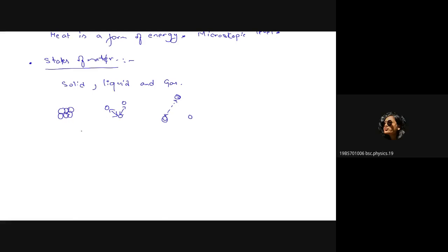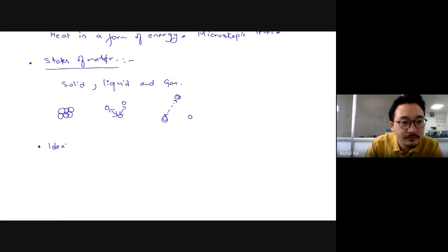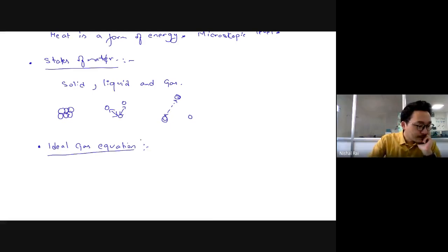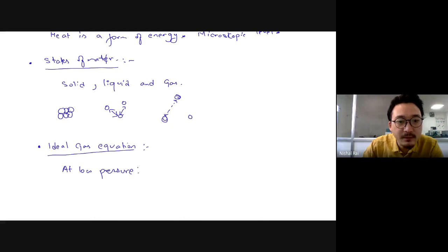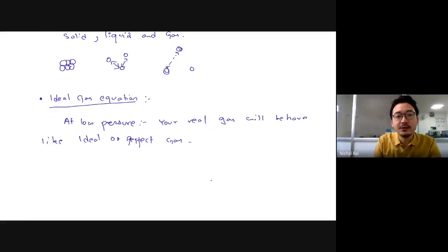Clear? Yes, sir. From that one gets what? Ideal gas equation. At extremely low pressure, what do you get? At low pressure, what will happen? Your real gas will behave like what? Your ideal or perfect gas. So what does this mean? When the pressure is extremely low, the interaction between each and every molecule is extremely weak. Clear? So we can think of them as moving independently of each other. So in that respect, they will follow this relation, PV = RT.